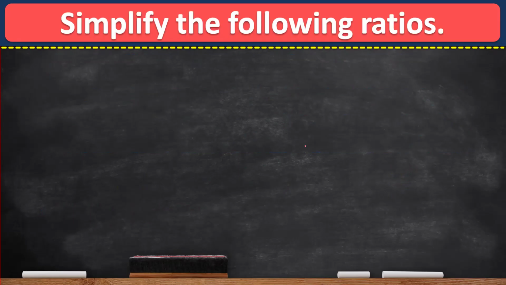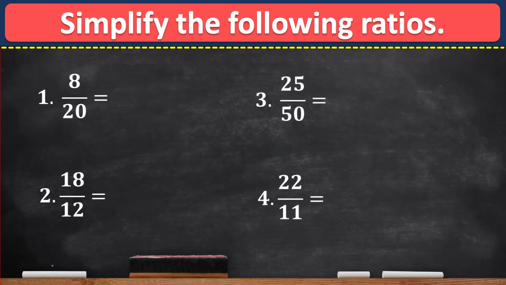So we're going to simplify the following ratios. First, we have 8 over 20. So in simplifying, we're going to get the GCF of the numerator and the denominator. So pagkuha ng GCF, ibig sabihin nun ay mag-isip lang tayo ng highest number that can divide both numerator and denominator. So ano ba yung highest number na pwede mag-divide kay 8 and 20? That is 4, right? So 8 divided by 4 is 2. Then 20 divided by 4 is 5. That's why the simplest form of 8 over 20 is 2 over 5.